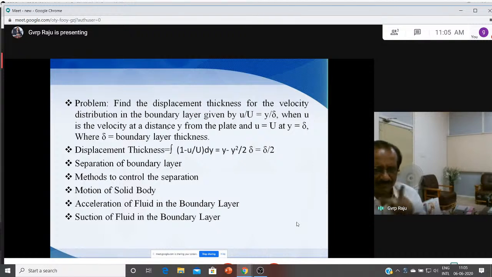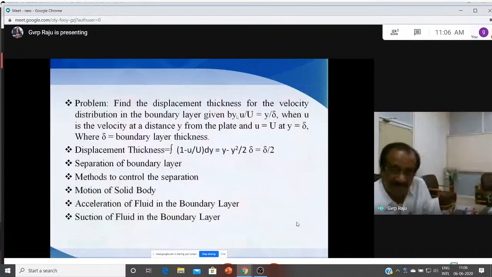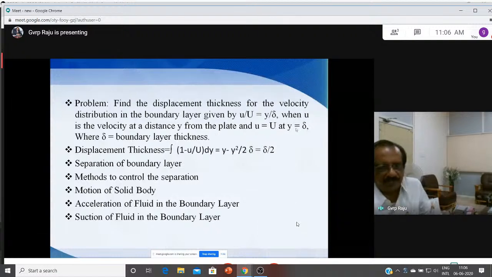Very simple problem. He has given the velocity distribution. What is small u? Small u is the velocity of the fluid. If you take the figure, small u is the velocity somewhere here, the velocity of the fluid at a distance y. The boundary layer thickness delta means from here to here. So when y is equal to delta, from here to here, the velocity is capital U. So small u is the velocity of the real fluid inside the boundary layer, which is equal to y by delta.